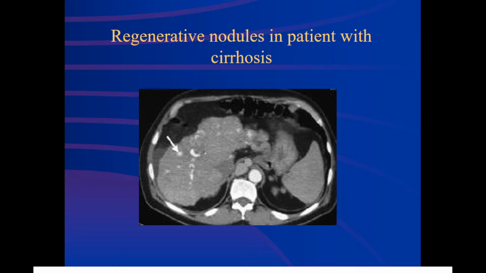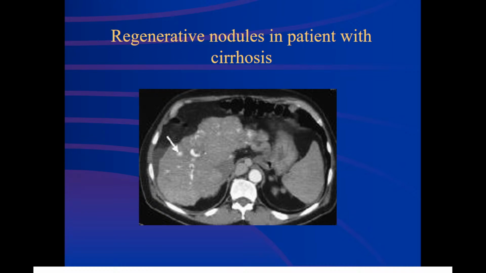Here you see in CT regenerative nodules in a patient with cirrhosis. You see a row here which shows you regenerative nodules. We need, of course, a biopsy to check whether it is malignant or not. Also, in this CT, you can see cirrhosis and ascites. The liver is small in size.